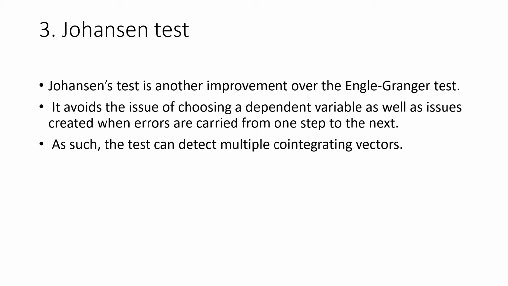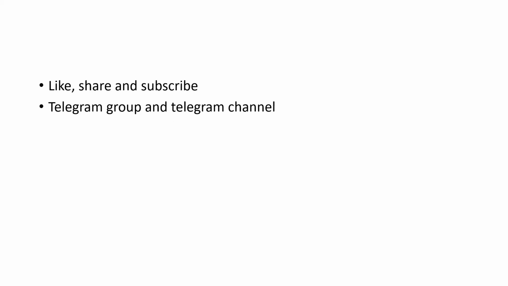Coming to the final test, that is the Johansen test. This too is considered to be an improvement over the Engle-Granger test. It avoids the issue of choosing a dependent variable. Also, when you compare this test with the Engle-Granger test, in the Engle-Granger test errors are carried from one step to the next. Here issues with respect to that could be to an extent avoided, and this test can detect multiple cointegrating vectors as well. So that's all for cointegration.